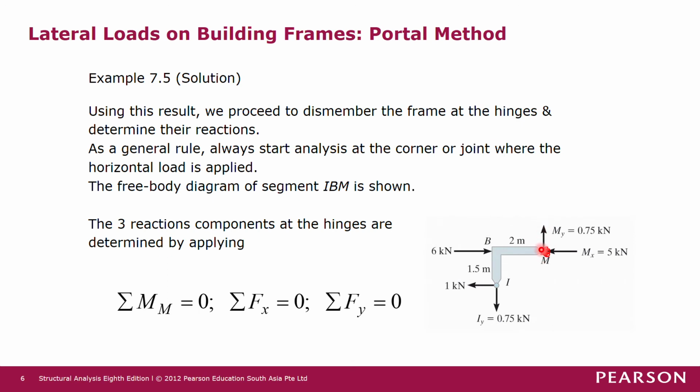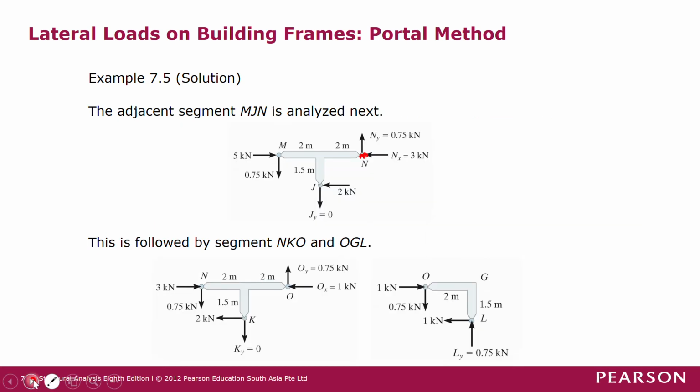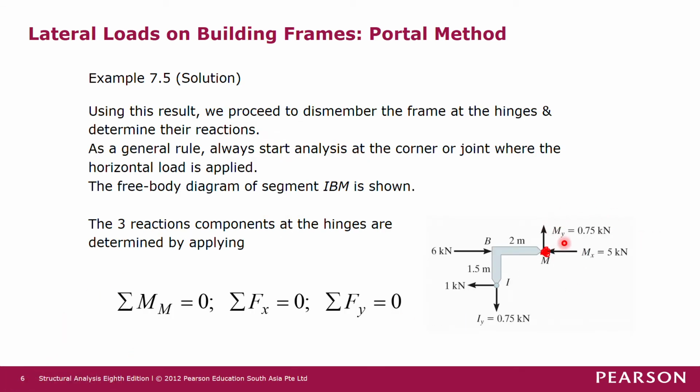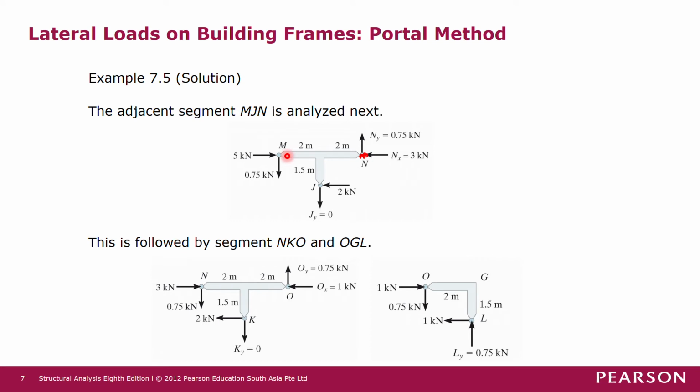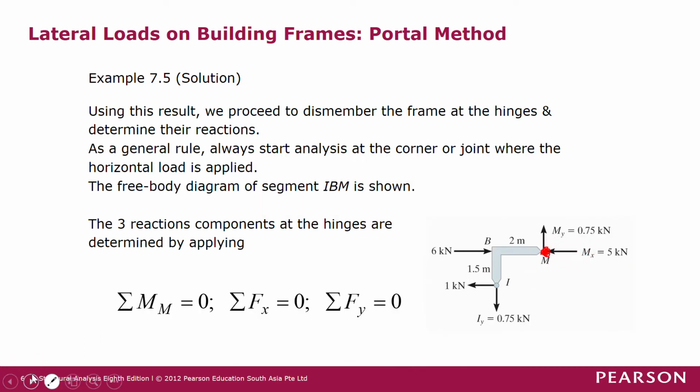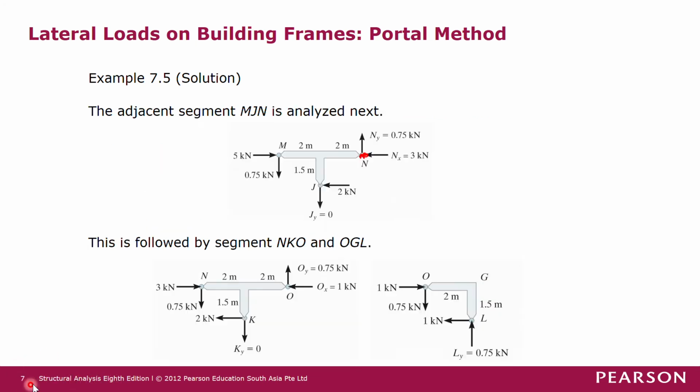So the force upward in joint M here is 0.75 kilonewton. Then it must be a downward force in this joint here. So that one is action, the other one is reaction, or vice versa. And then this horizontal force at joint M is 5 kN from left to right. So in this common joint M here, it must be from left to right, opposite of this direction, because one is action, the other one is the reaction, or vice versa.